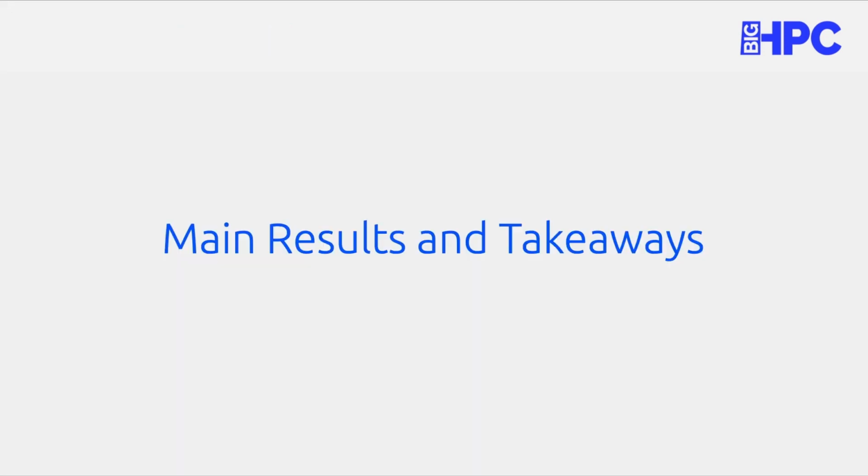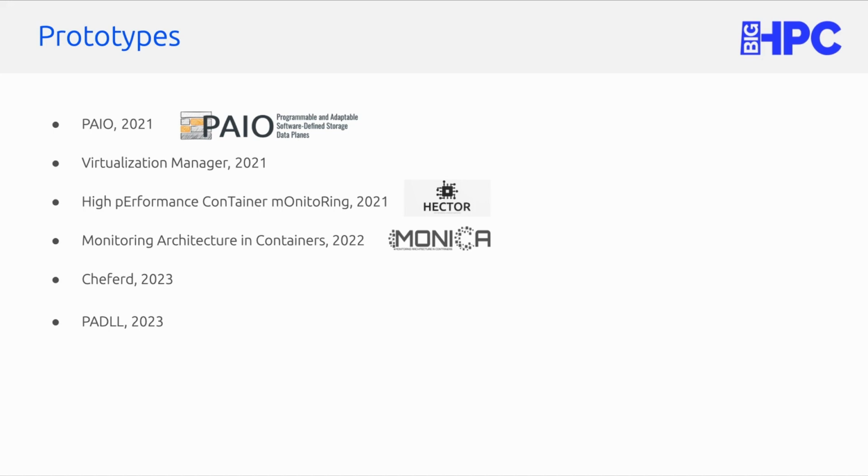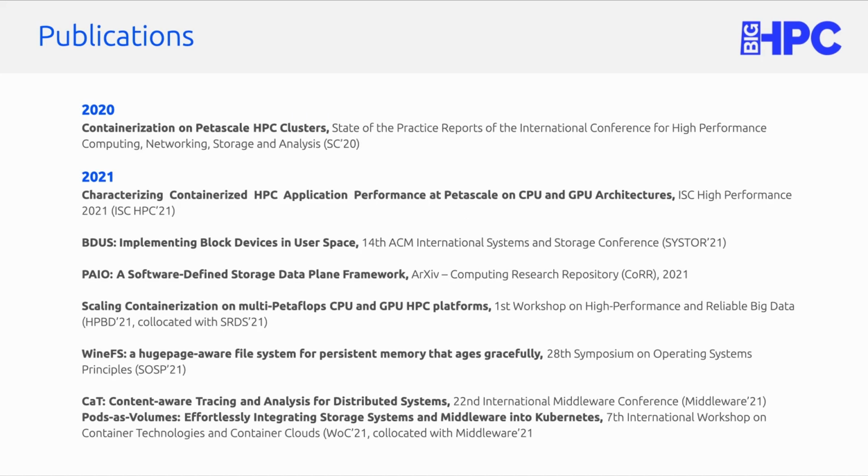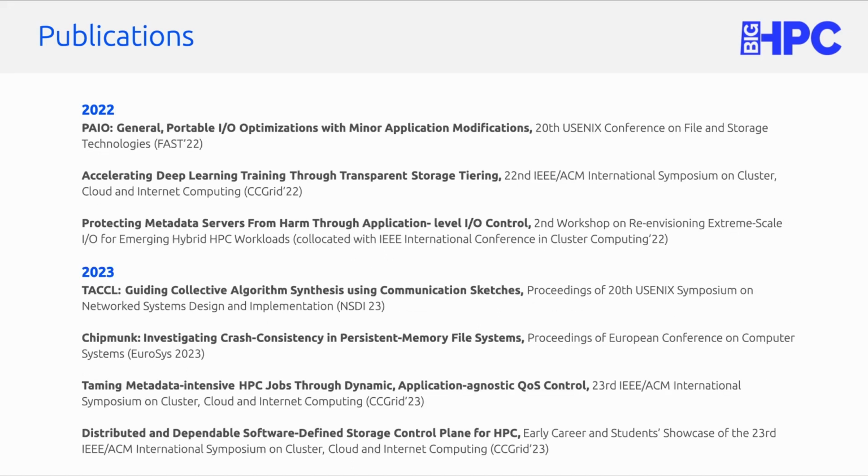Main results and takeaways. Along the course of the project, several prototypes were concluded: Bio, the virtualization manager, Hector, Monica, Shepherd, and Paddle. And the following list enumerates the papers published by the BigHPC project along the 3 years of duration.